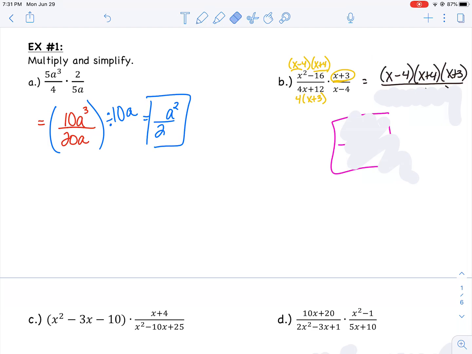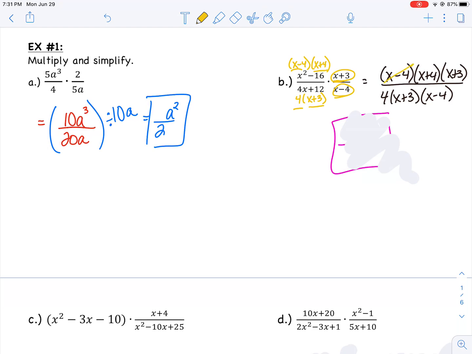I have an x minus 4, I have an x plus 4, and I have an x plus 3. On the bottom, I have a 4, I have an x plus 3, and I also have an x minus 4. So I wrote all the factors of my top being multiplied and all the factors of my denominator, my bottom, being multiplied. And now look, as long as they're not connected with a plus or minus sign, and as long as one whole factor on the numerator can reduce with a whole factor from the denominator, it looks like I can reduce. So what are some common factors?